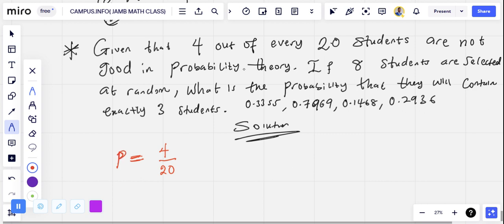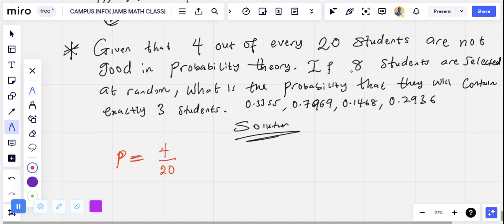Are not good in probability theory. You need to be very careful of that statement: not that are good. This seems like a failure, but now I'm using P to represent it, but that's not the problem. I have 4 out of every 20 students are not good in probability theory. That's the first proposition in that question. I'll still call it P.